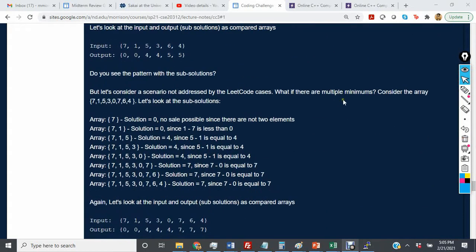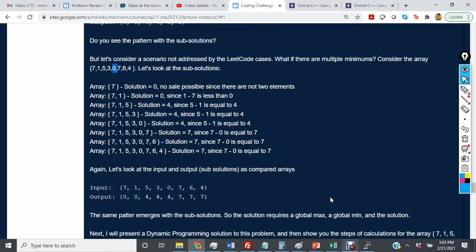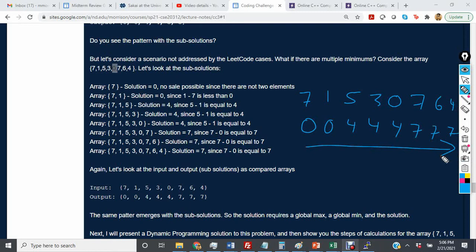We did the same thing where I added multiple minimums, 1 and 0. Then I went through the same thing where I developed this pattern where 7 by itself had a solution of 0, 1, there's no profit, 5, I can make a profit of 4, 3, I can make a maximum profit of 4, 0, it's still 4, right? Then I add 7, well 0 to 7 is 7, I put 6, it's still 7, and 4, it's still 7. So we see that there is a pattern of increasing.